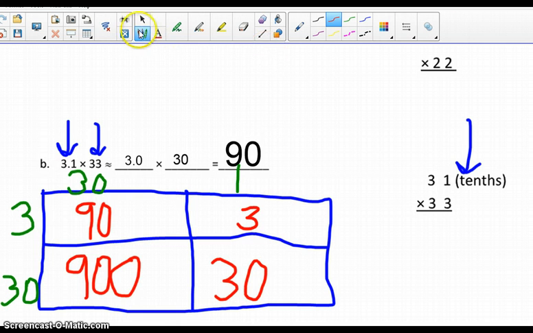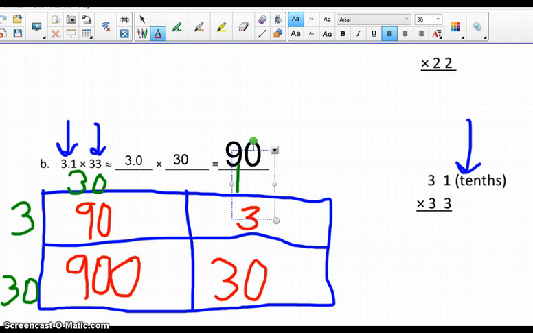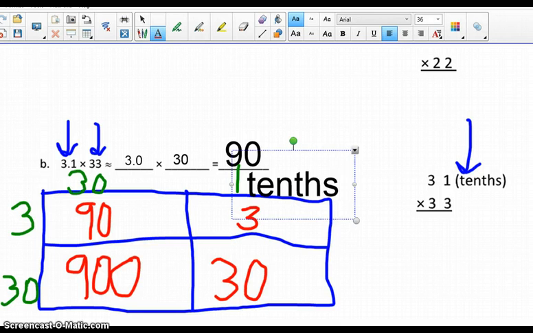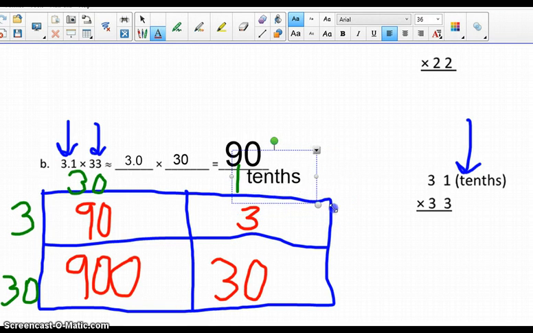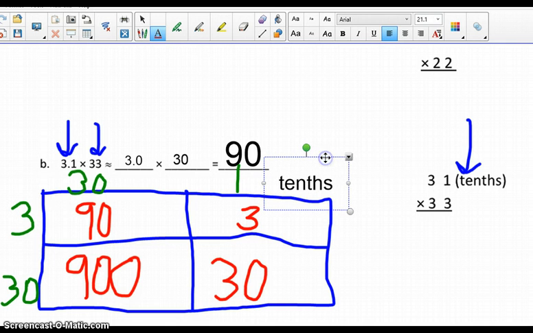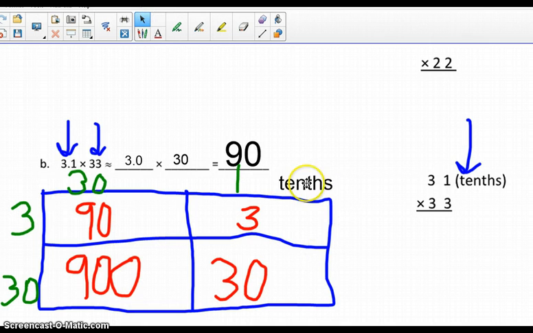Now what I'm going to do, because this 0.1 is tenths, I'm going to write tenths right here. Now this should be written on every question like this so that we know that this is tenths. Now this becomes extremely important. Without that tenths there, this whole thing will be irrelevant. It'll be 1 power of 10 off. So now we're going to add up.